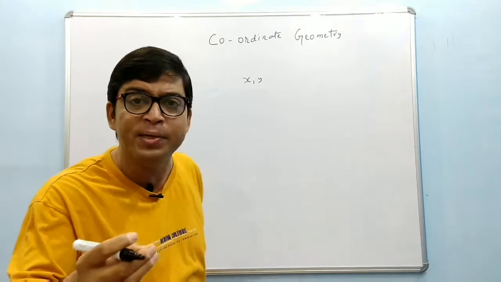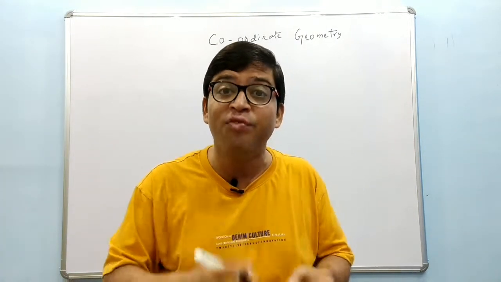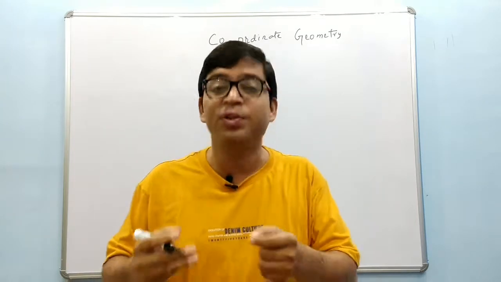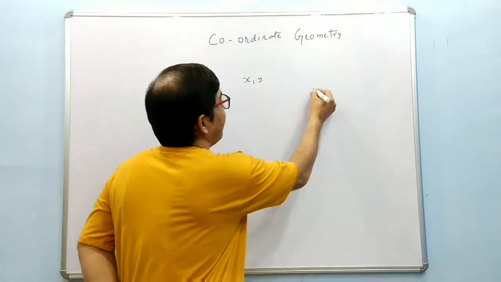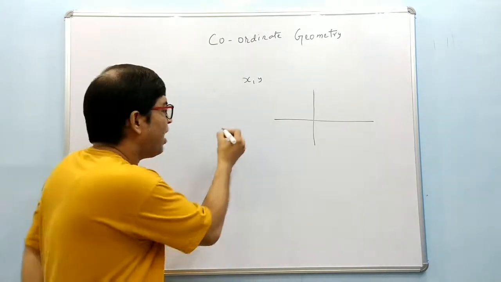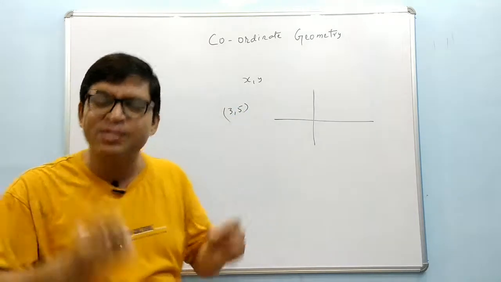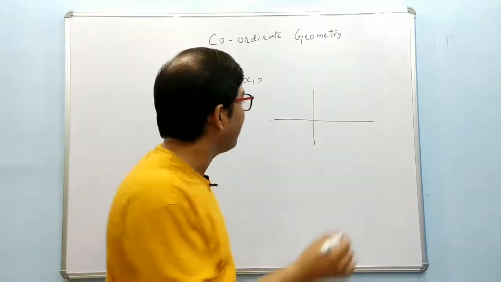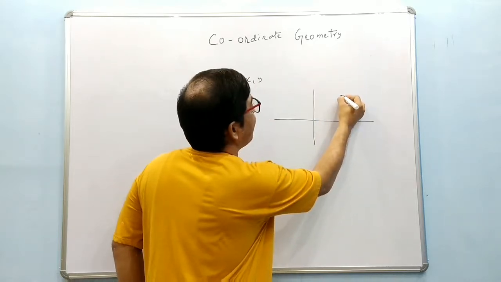How do we represent this in the graph, in the Cartesian form? That means with respect to the x-axis and y-axis. See here, the point is x, y. Suppose I am taking an easy point, 3, 5. Everybody knows how to plot it. Take 3 here, 5 here, and plot here.